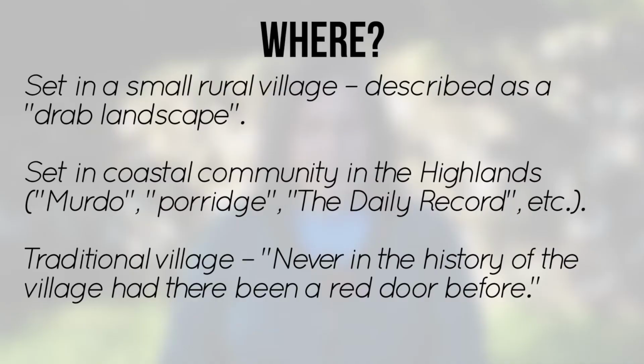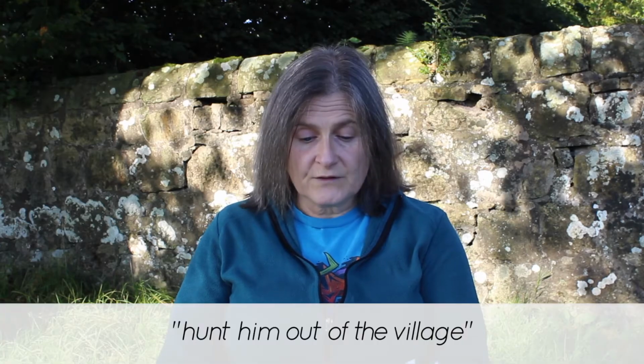When he discovers that his door has mysteriously been painted red overnight, Murdo reflects that never in the history of the village had there been a red door before. Green, yellow and even blue, but never red. In fact, so conservative, with a small c, is the community, that Murdo fears they might hunt him out of the village when he contemplates the eponymous red door of the title.